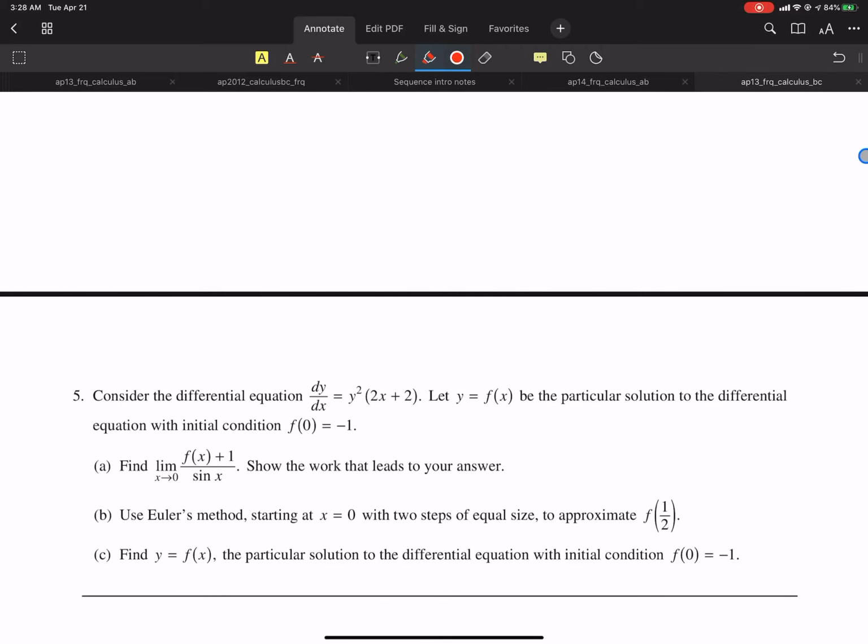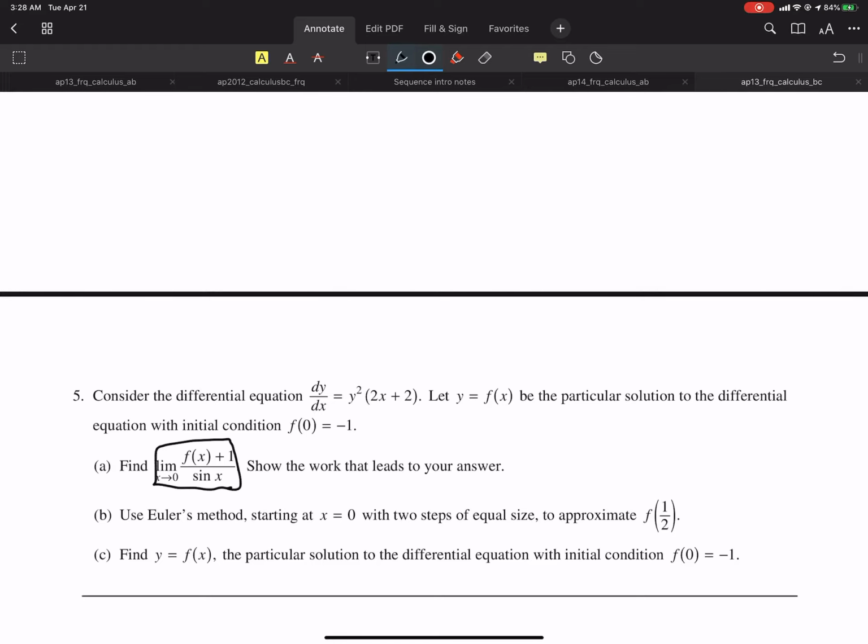Hello everybody, this is 2013, question number 5 for BC only. Let's have some fun. So they want this limit. So let's do this.